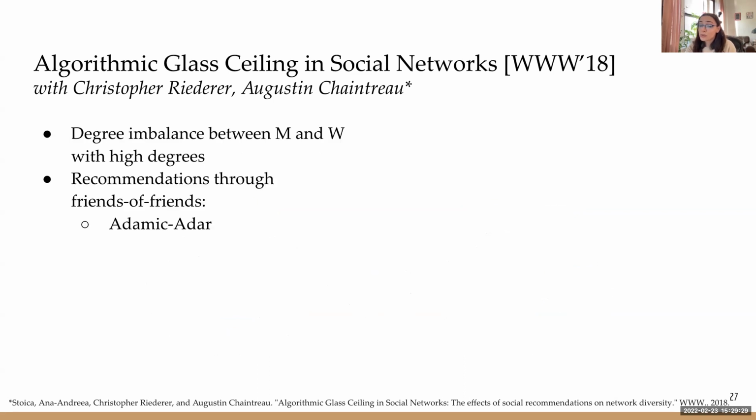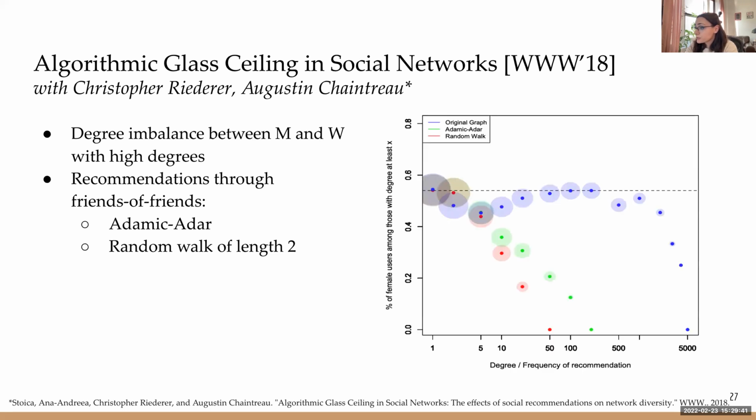So I want to show you in detail what happens with different recommendation algorithms. We tried different ones based on friends of friends, like Adamic Adar and this random walk of length 2. We tried others like common neighbors, but for these two, this is a plot of, on the x-axis, the degree, and on the y-axis, the percentage of women among those with degree at least the x-axis value.